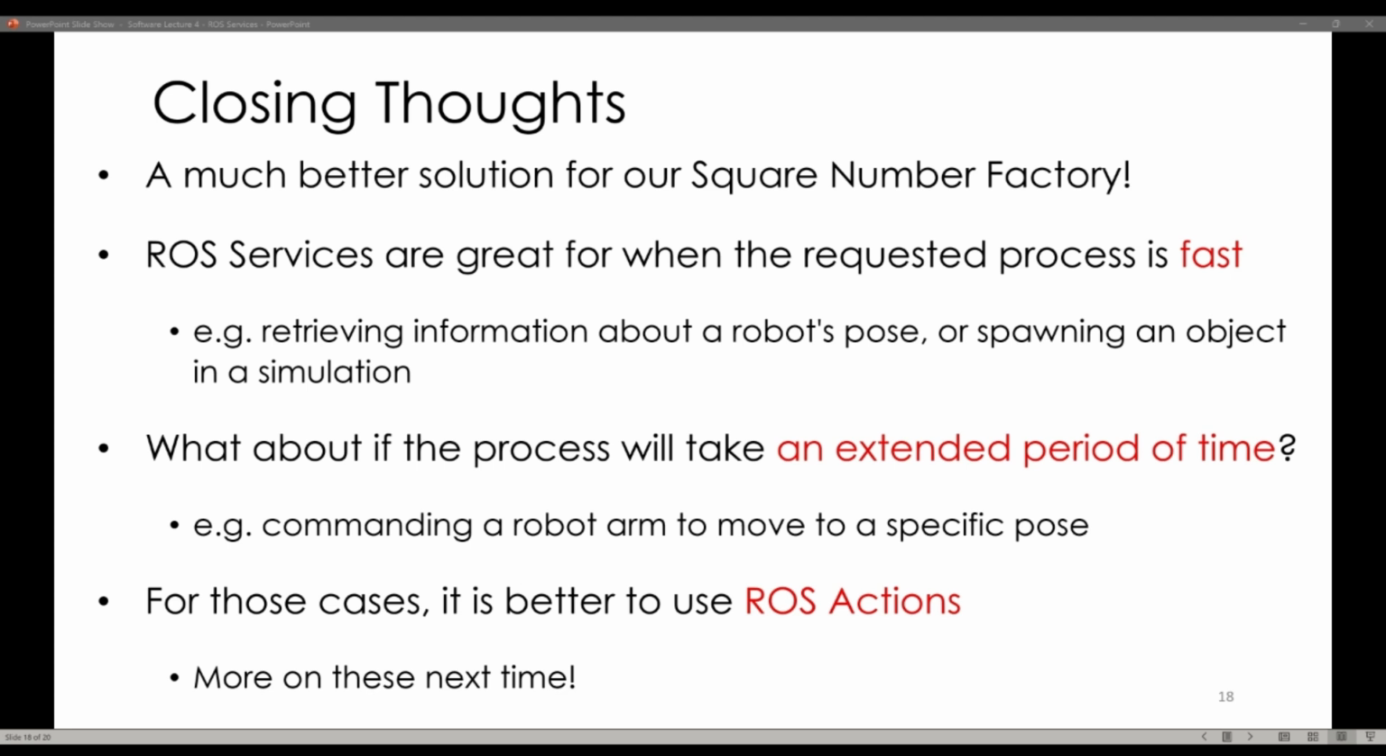But what about if we know that the process is going to take a while, like a few seconds rather than a few milliseconds? For example, if you're telling a robot arm to move to a specific pose, that's going to take a while. That could take a minute if it's quite a complicated set of maneuvers. In that case, you're going to want feedback. You're going to want to know how it's going. So in those cases, it's actually going to be better to use ROS actions, which we will learn about in the next lecture.